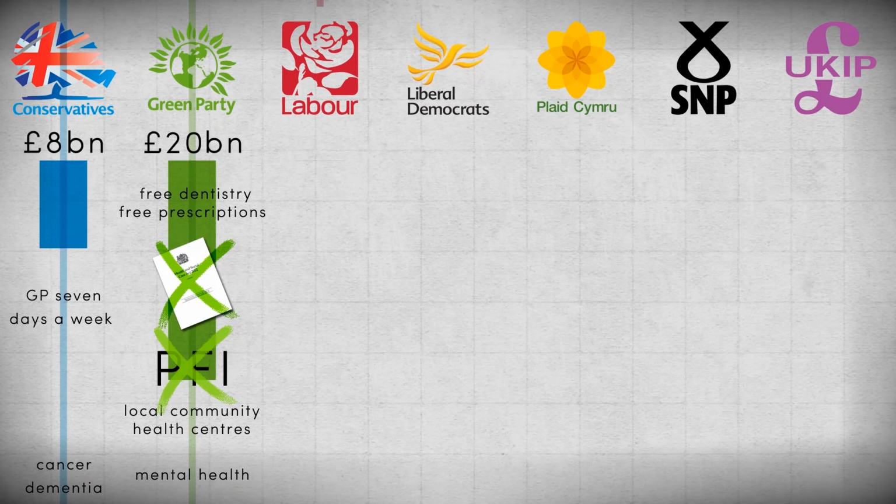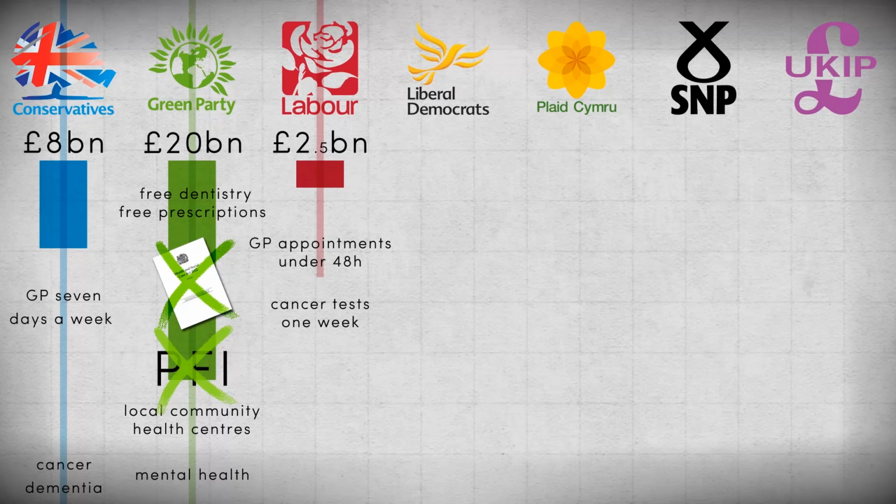Labour plans to commit to spending an additional £2.5 billion per year on the NHS. They will aim for GP appointments under 48 hours and for cancer tests to be processed within 1 week. They will also counter privatisation of the NHS by scrapping the Health and Social Care Act in favour of a preferred supplier system with a cap on allowed profits.